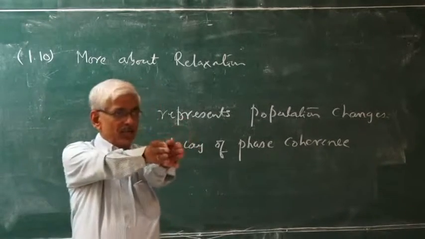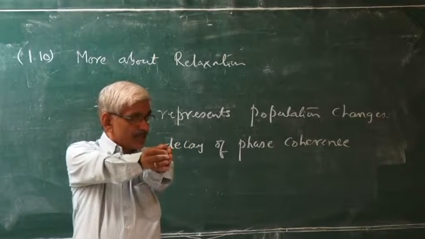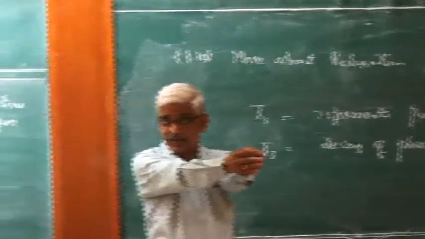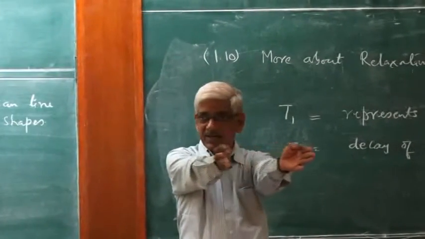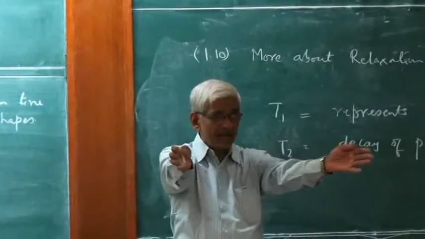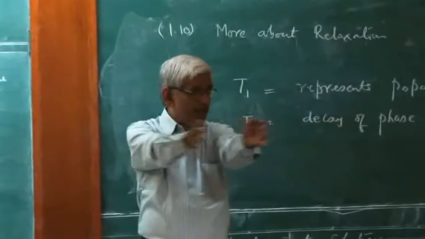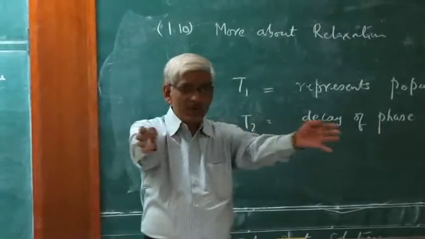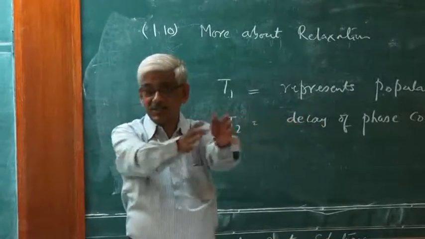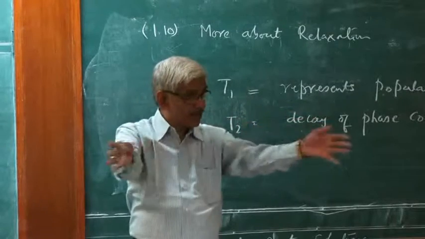And what causes decay of the phase coherence? If the spins are all here together, there is a phase coherence. If they are all moving together, then there is a phase coherence. But if they start becoming like this, then there is a phase coherence decay. And why does this happen? This happens because of fluctuations in the frequency. The frequency changes.